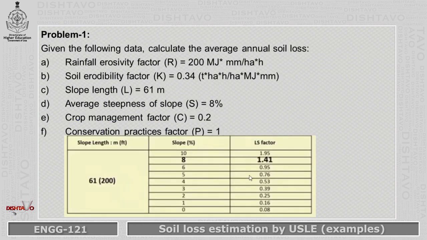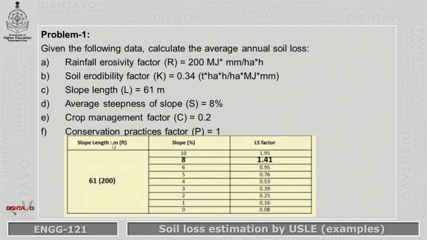We will see one problem on this USLE equation. Here the data is given: rainfall erosivity factor R is equal to 200, soil erodibility factor K is 0.34, slope length L is 61 meters, average steepness of slope is 8%, crop management factor C is 0.2, which is dimensionless, hence dimension is not given. Conservation practice factor P is equal to 1. This table will be provided during exams.